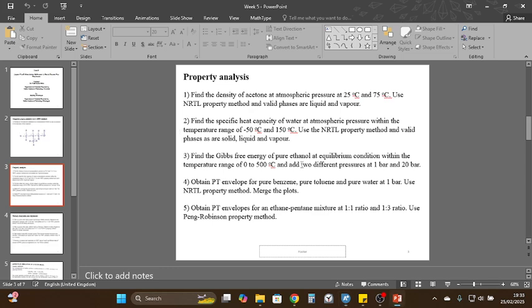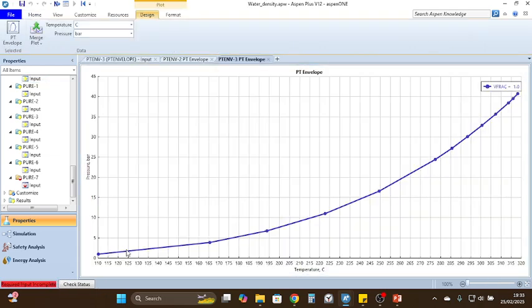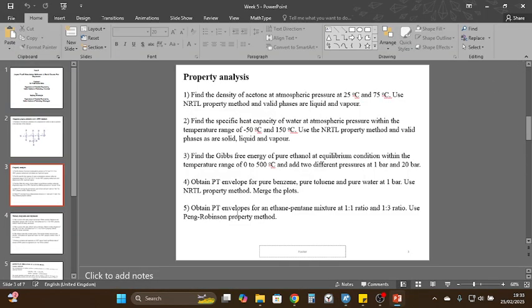And next, similarly, we have to do it for pure toluene. So we are doing it for pure toluene. We are keeping the pressure as 1 bar and then running the analysis. So this is for the pure toluene. Okay. Now the next question says that we have to obtain the PT envelopes for ethane pentane mixture at 1:1 and 1:3 ratio, and we have to use the Peng-Robinson method. Sir, we have to merge the plots in question number 4. Sure.